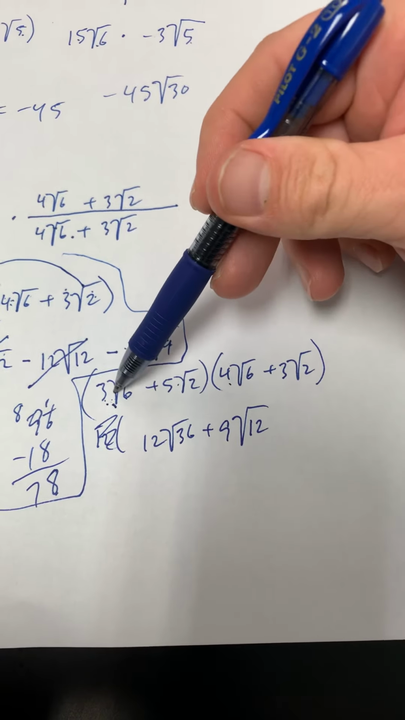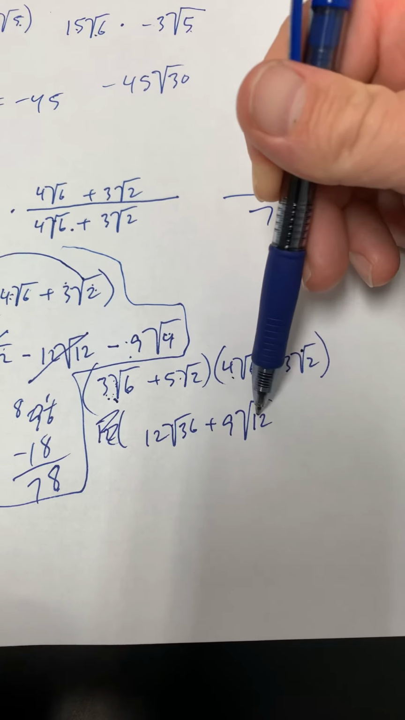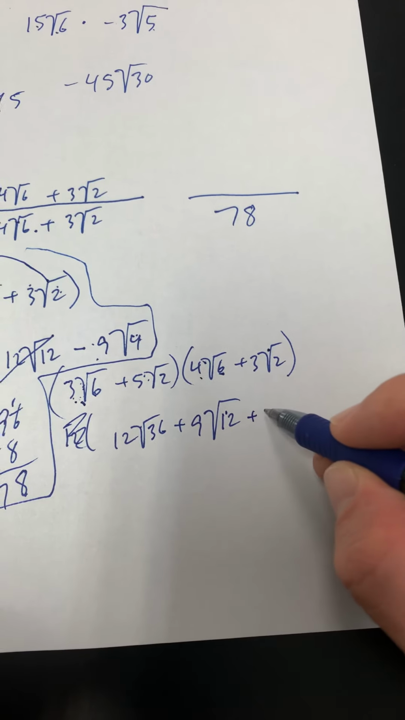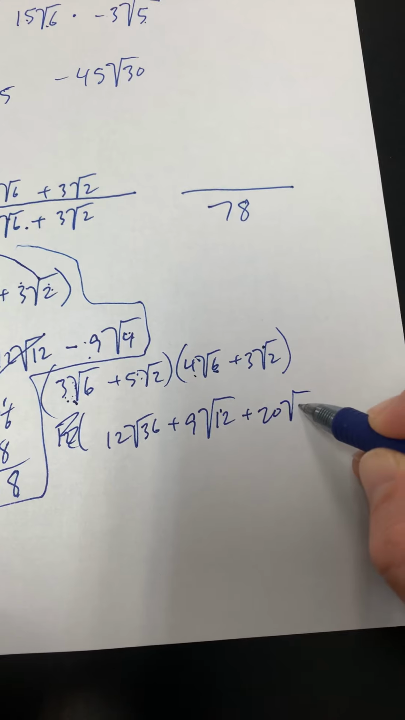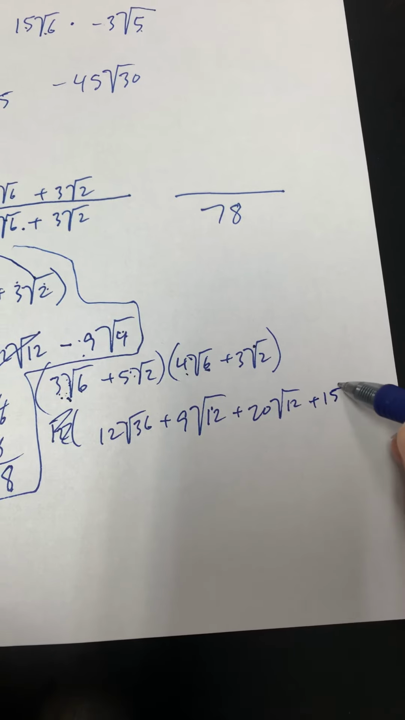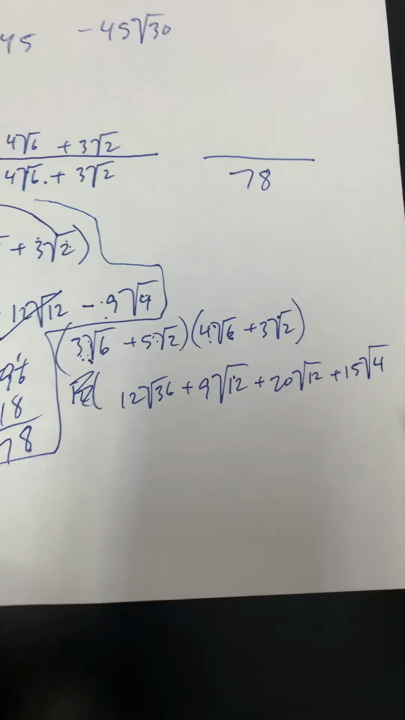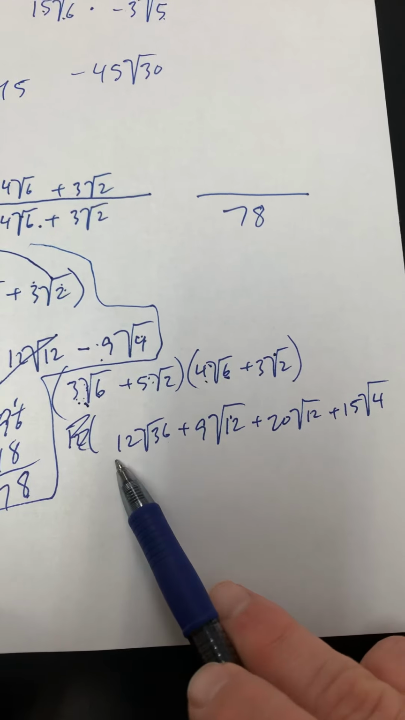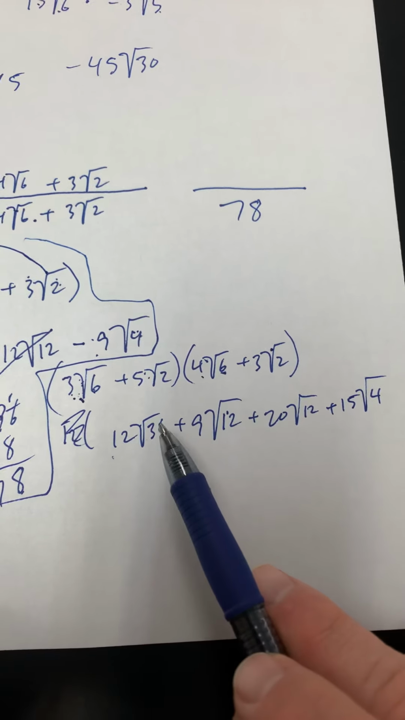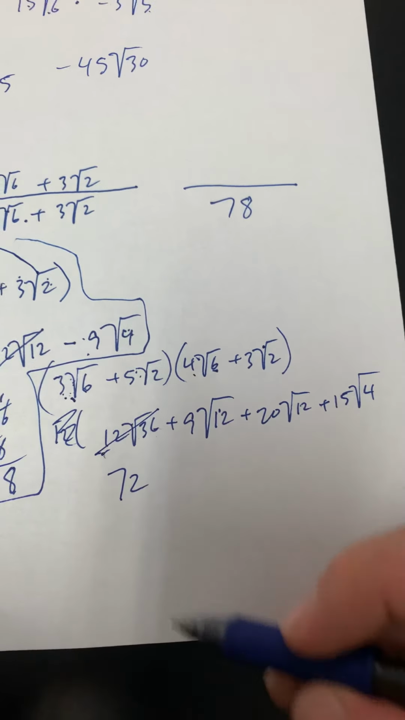Okay, so I've gone this times this to give me this, and I've gone this times this to give me this. All right, now let's go this times this. So that's going to be positive 20 times the square root of 12. And this is going to be positive 15 times the square root of 4. Okay. All right, so again, we've got 12 times the square root of 36. Well, what's the square root of 36? 6. So 6 times 12 is 72. So don't worry about that.